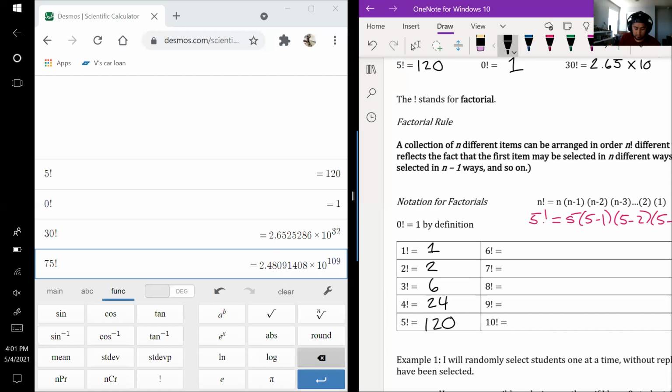All right, example one. A class of 30 music students includes 13 who play the piano, 16 who play the guitar, and 5 who play both the piano and the guitar. How many students in the class play neither instrument? All right. So here it'll be easier if we make a Venn diagram.